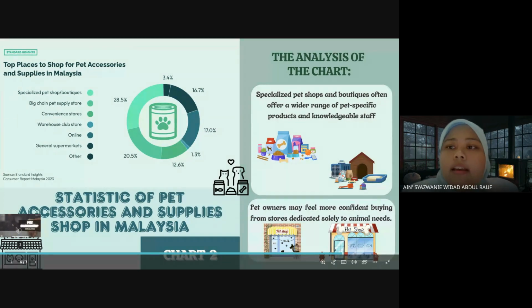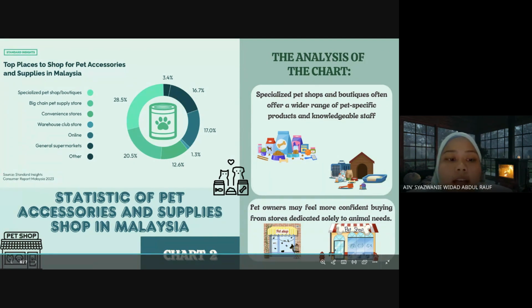Okay, next is the second chart, which is the pie chart. This pie chart is from the Standard Insight Consumer Report Nation 2023, which shows the top places to shop for pet accessories and supplies in Malaysia. This chart published in 2023 shows where Malaysians prefer to buy pet products, ranging from specialized shops to online platforms and general supermarkets. The result shows that 28.5%, the specialized pet shops or boutiques, is the most popular place to buy pet supplies and accessories in Malaysia.